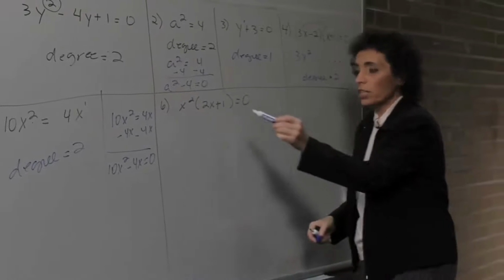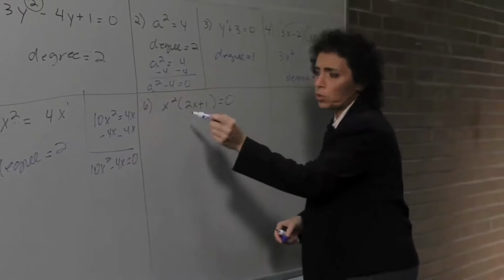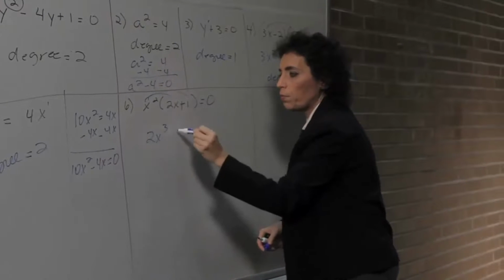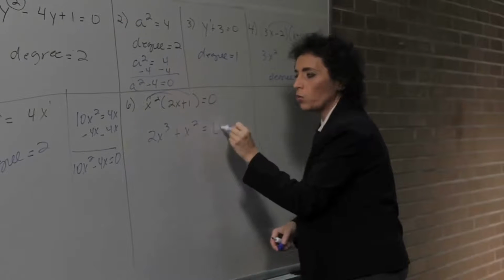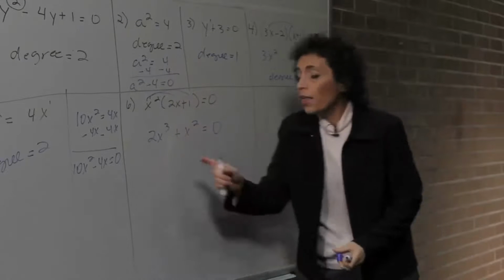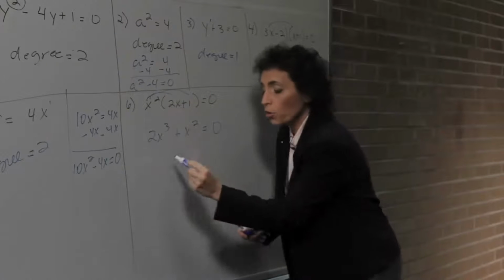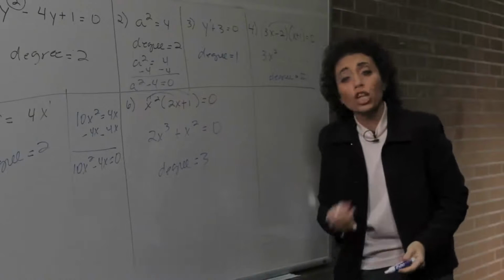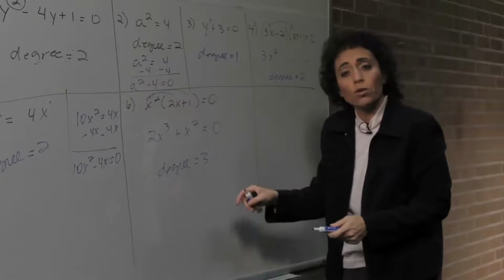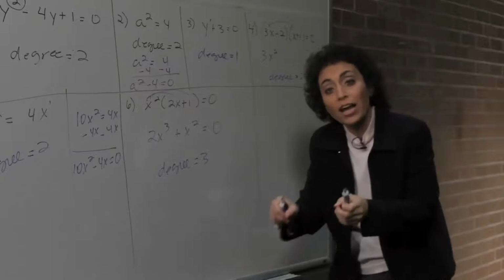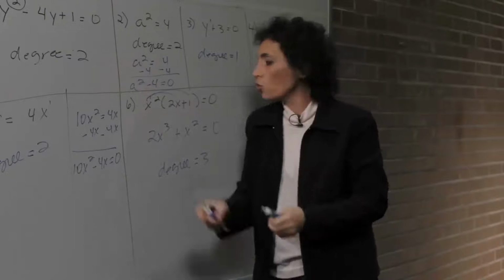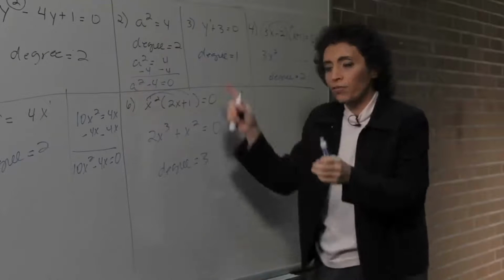Take a look at this, and this is really easy to multiply, so I'm going to multiply it through. This is 2x cubed plus x squared, and that equals 0. This is not quadratic. This degree is 3, and it's only quadratic if the degree is 2. If you care, it's called a cubic equation, and it's got 3 solutions. So all we care about right now is, can we find the degree of it?